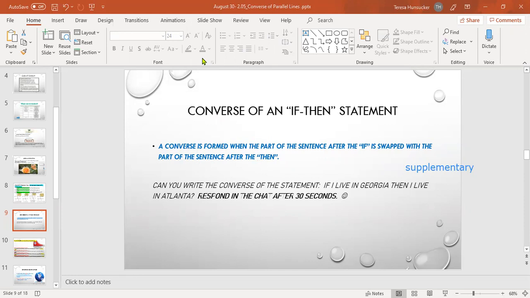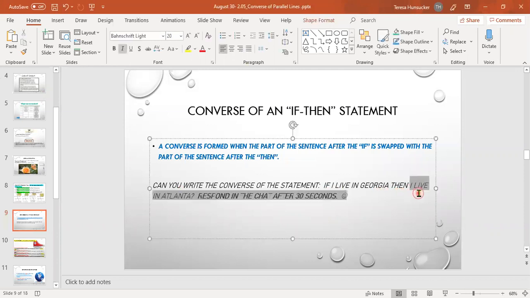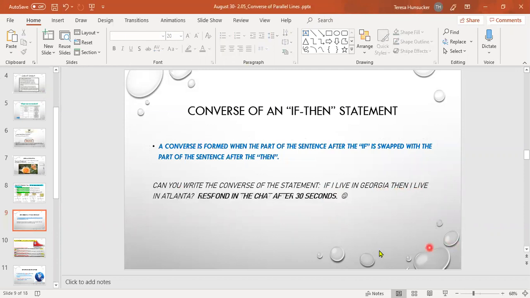So just an example is, if you live in Georgia, then you live in Atlanta, okay? Can you write the converse of that? Switch what follows the if, I live in Georgia, with what follows the then, I live in Atlanta. Okay, so the converse would look like this.